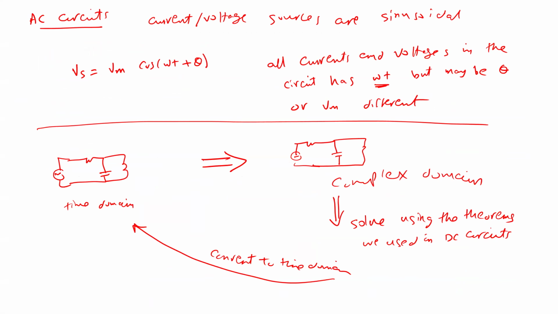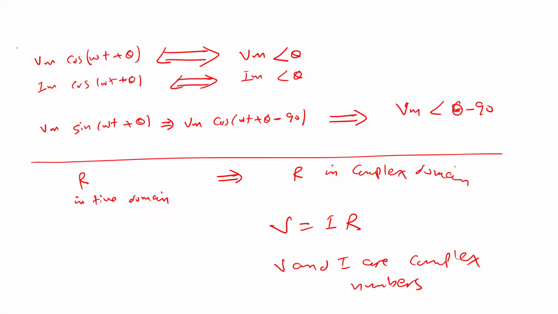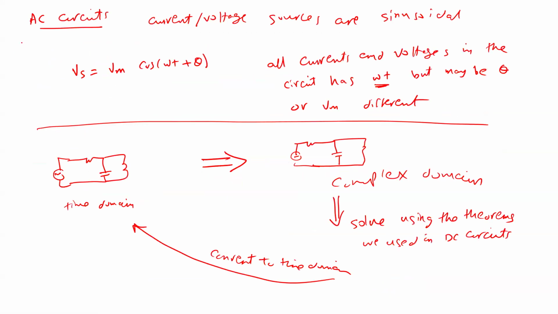The difference between DC and AC, as I told you, is that in DC, the current or the voltage of the sources is constant over time. But in an AC circuit, any current source and any voltage source is going to be sinusoidal, okay? Sine or cosine.